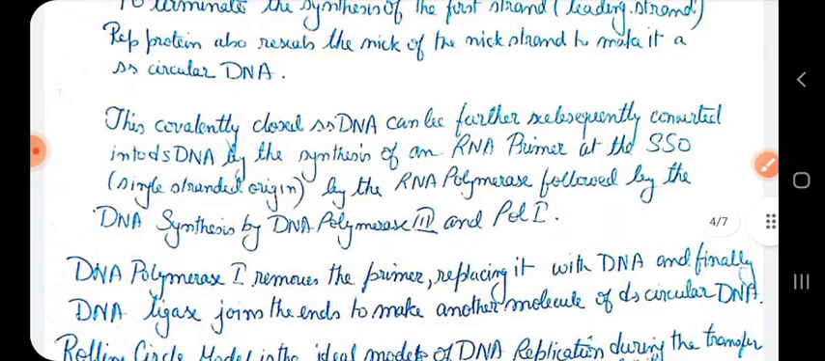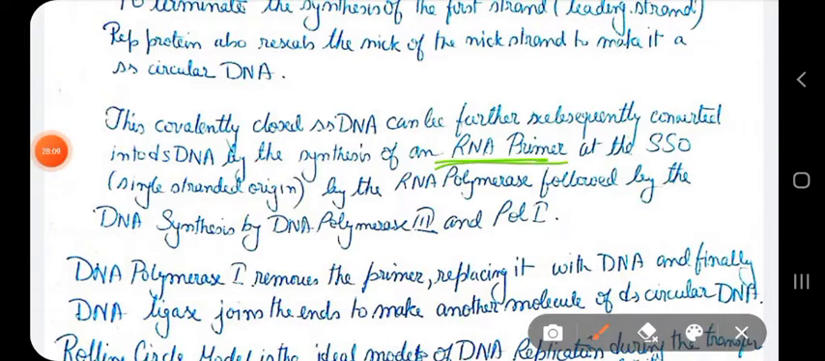Now this covalently closed circular DNA is further converted into double stranded circular DNA by the synthesis of an RNA primer. So an RNA primer will be placed at the single stranded origin by RNA polymerase enzyme. Then it is followed by DNA polymerase 3, DNA polymerase 1, and so on.